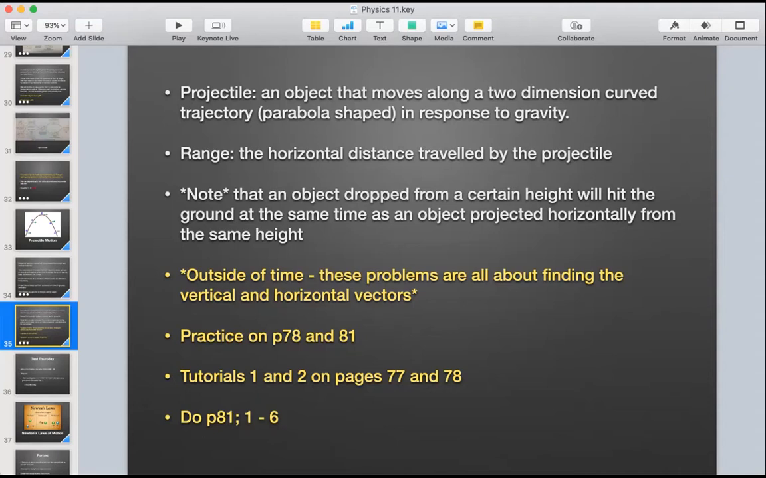Alrighty. So this note here: an object dropped from a certain height will hit the ground at the same time as an object projected horizontally from the same height. Important to note, we'll deal with that with our first practice question.